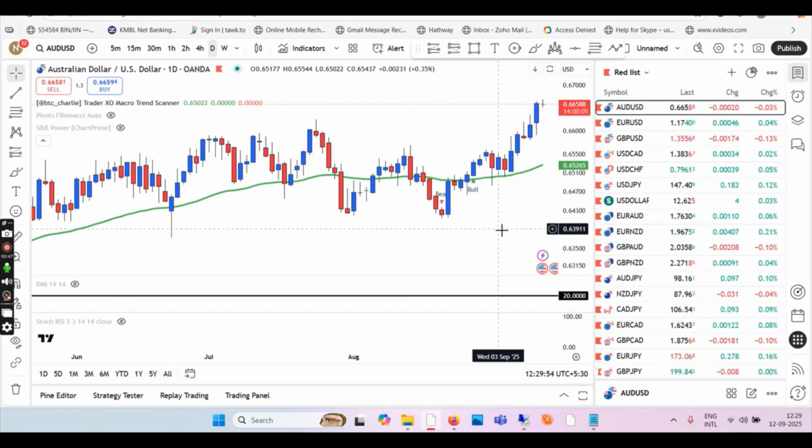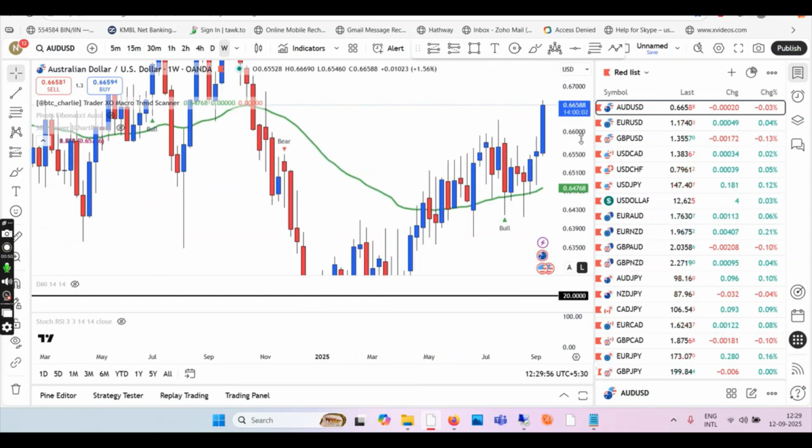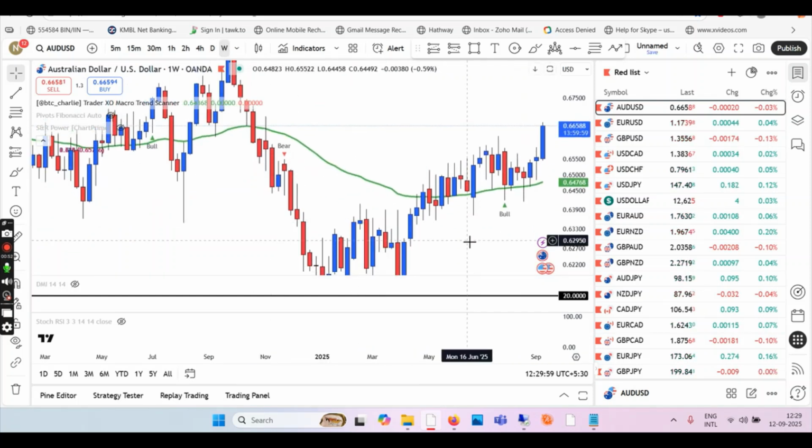Coming back to the chart, starting the top down approach with the weekly time frame. And you can use this analysis for NZDUSD as well. I don't record separate videos for NZDUSD.